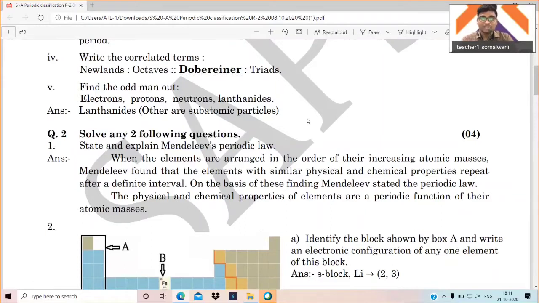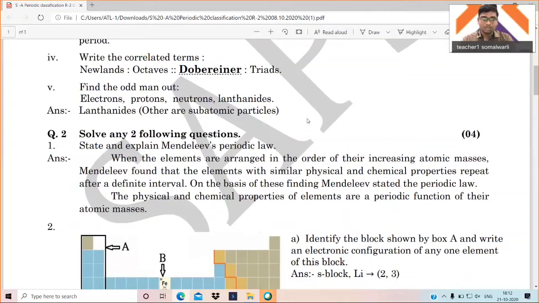So you can say physical and chemical properties of an element are the periodic function of their atomic masses. That was the law given by Mendeleev. Let me repeat. Physical and chemical properties of an element are the periodic function of their atomic masses. The important word is masses.